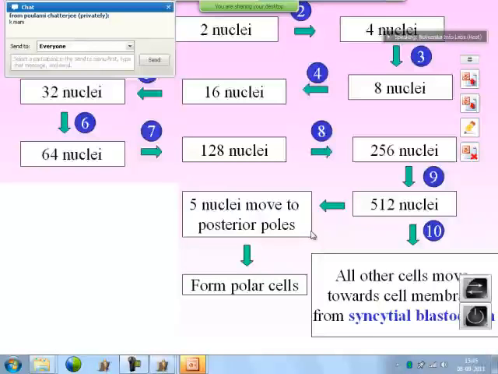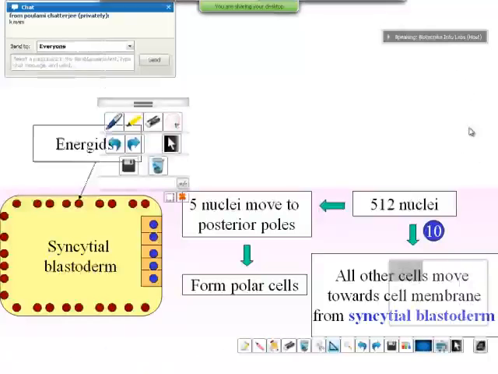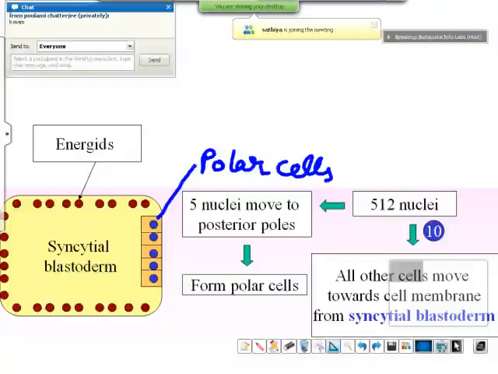Now, why is it called syncytial? What is called syncytial? I'll show the diagram. Less of cytoplasm. This is your syncytial blastoderm. Now here, what do we have? These are nothing but what kind of cells? They are the polar cells, and these are the nuclei which migrated, the 1014 nuclei.